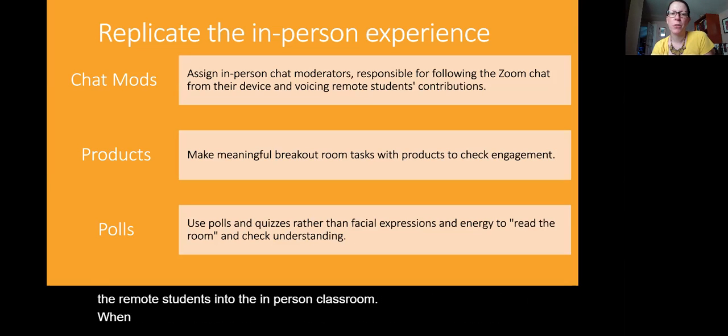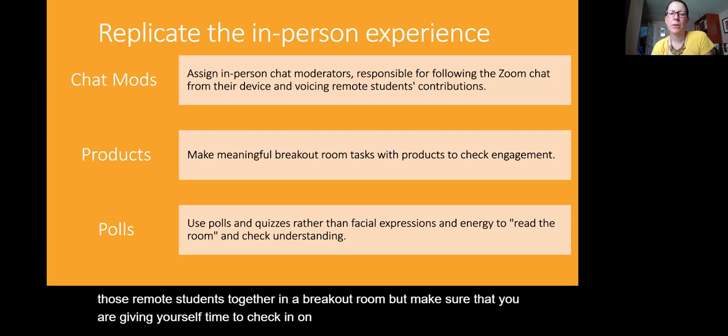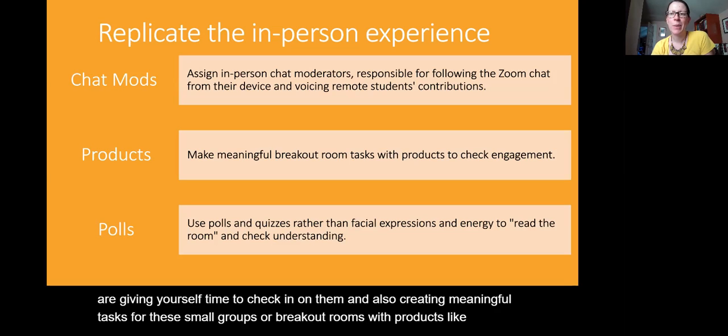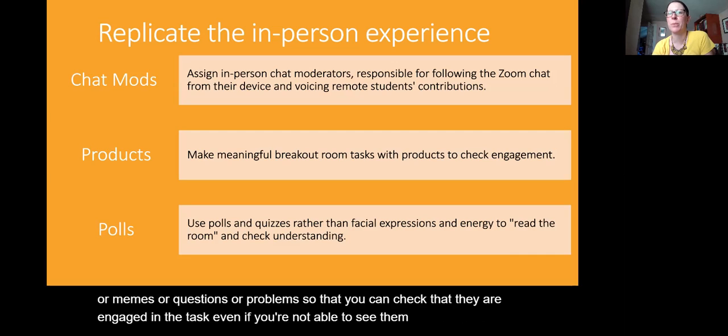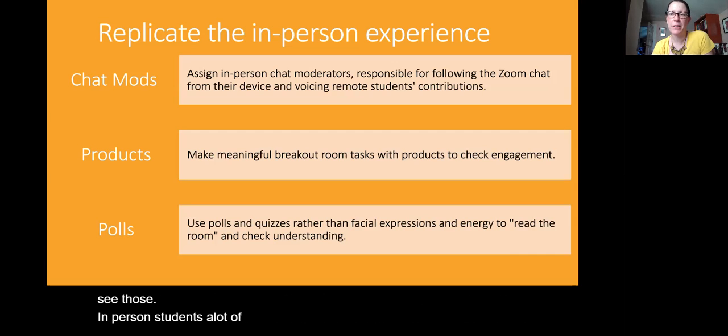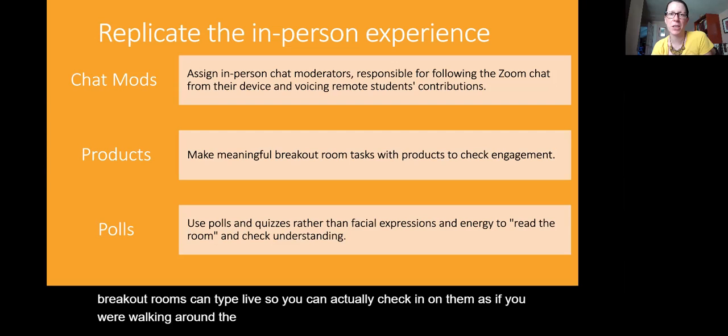When you assign small group or breakout room tasks, it's easy to group those remote students together in a breakout room, but make sure that you are giving yourself time to check in on them and also creating meaningful tasks for these small groups or breakout rooms with products like summaries or memes or questions or problems so that you can check that they're engaged in the task, even if you're not able to see them as easily as you can see those in-person students. A lot of people use Google Docs where students in breakout rooms can type live so you can actually check in on them as if you were walking around the room listening in on the conversations.